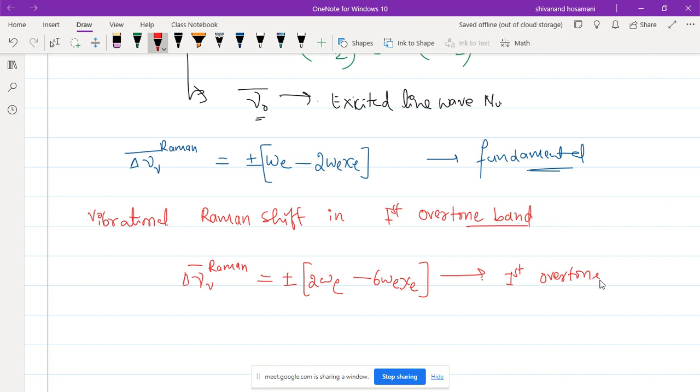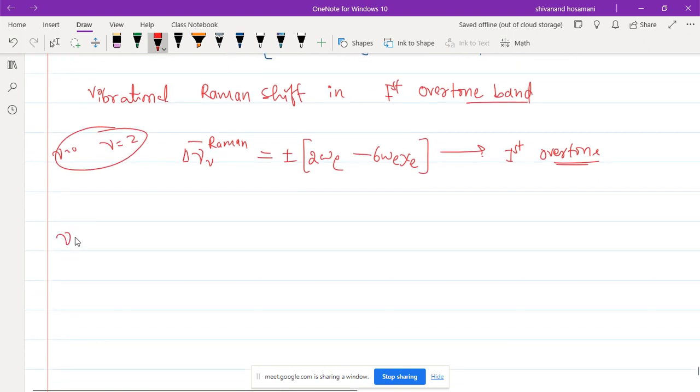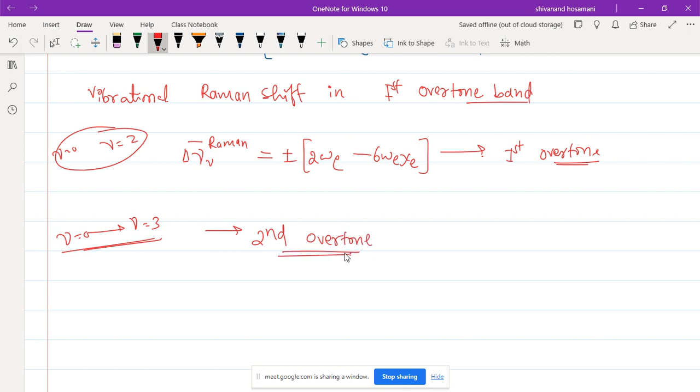Actually this is from nu equal to 0 to nu equal to 1. This is nu equal to 0 to nu equal to 2. It's called first overtone. This is called the fundamental. Next, nu equal to 0 to nu equal to 3, this is the second overtone. Okay, this is what happens in case of vibrational.